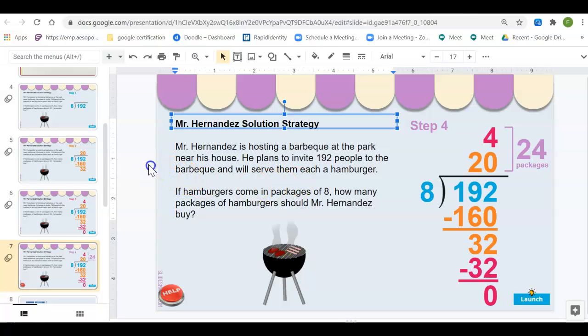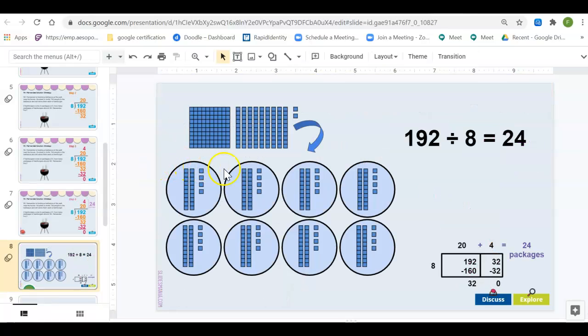And you'll see on our next slide we've got the same problem, but done a couple of other different ways. We've got the area model down here, which we used to solve the same problem, and we got the same answer of 24 packages. And up here, we used the place value drawing strategy to solve the same problem. So go ahead and pause the video. I want you to take a really close look at how it was solved using these methods.